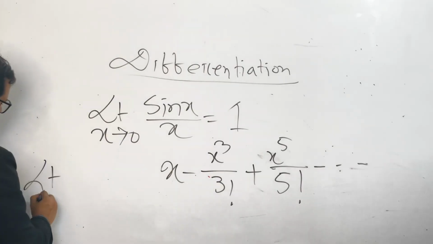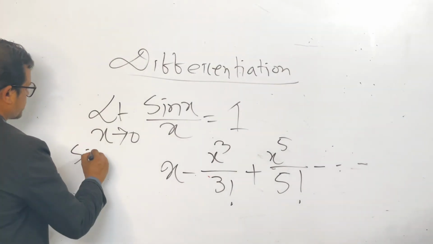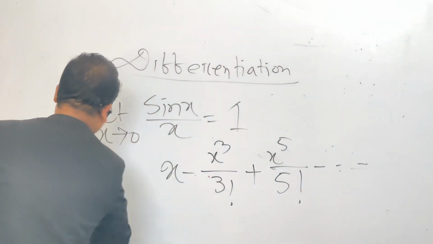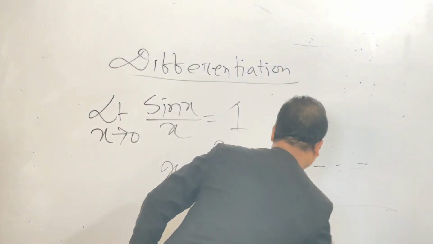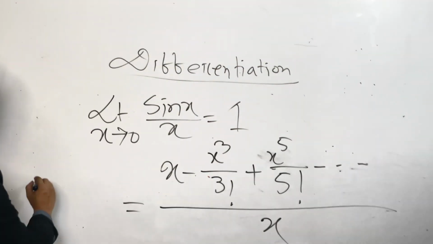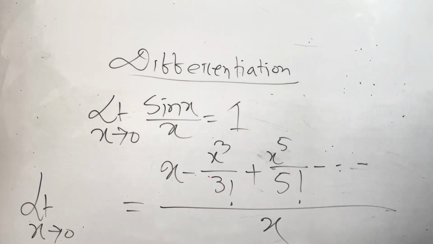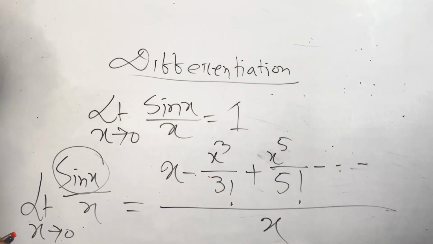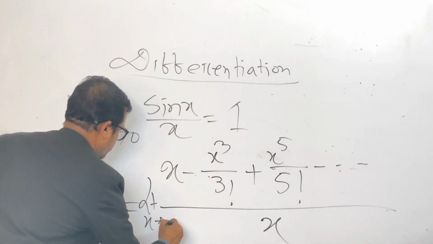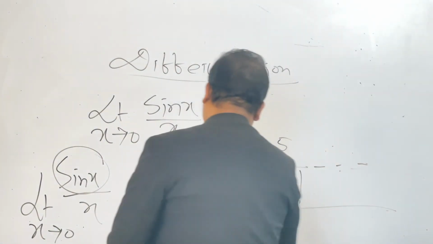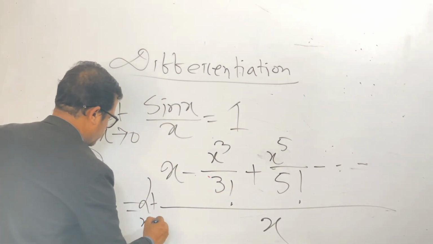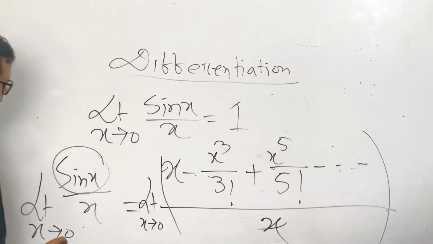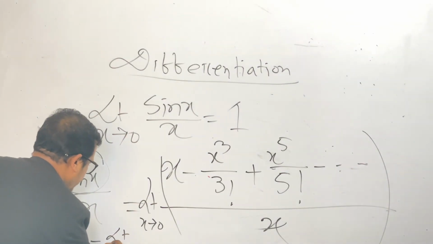This is actually the proof. Limit x tends to 0 of sin x over x equals limit x tends to 0 of this series for sin x, divided by x. Now we can cancel x from each term.